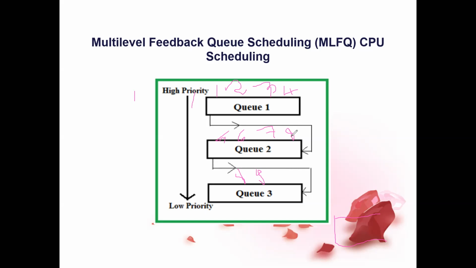So we can move a process from higher priority to lower priority, and we can move a process from lower priority to higher priority. So this is called multi-level feedback scheduling.